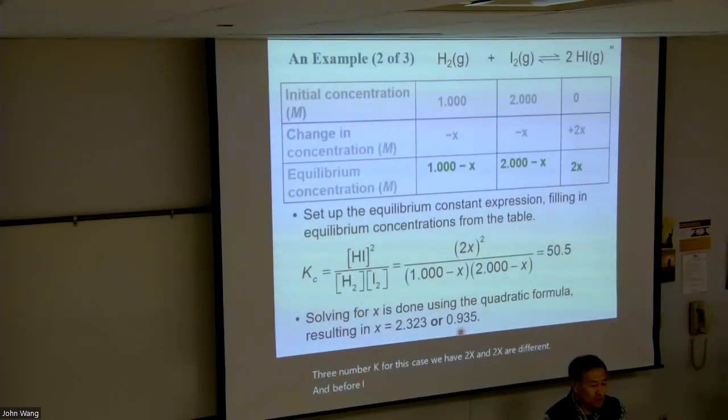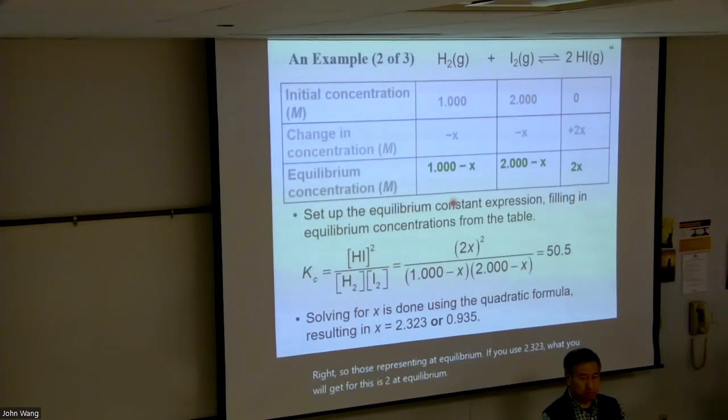Before I show you how to use the quadratic formula, let's say first we have these two numbers. You could use both of them, or only one of them. Let's say you try to use this first one. Now you find this expression, right? If you use this value for x, what you will get for this is 2x. This part is positive. Now you get 1 minus that value, and you get a negative. That means at equilibrium, this concentration is a negative value.